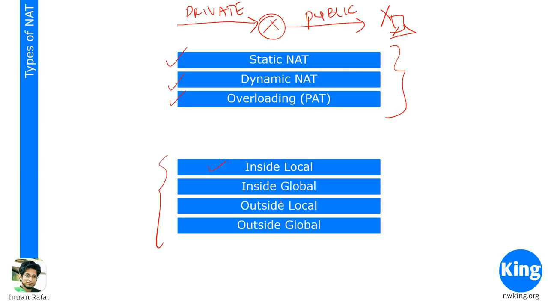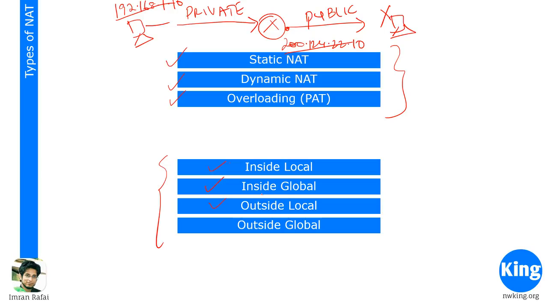Inside local. Inside local is the IP address of this host. So let's say this host has a private IP address. So inside is the source, inside local. Before translation, what is the inside IP address? That is of this host, this private IP, let's say 192.168.1.10. So that is the inside local address. Inside global: if this packet goes to the internet, what is that globally known as? So let's say this is 200.124.22.10. So inside global is going to be this address. Inside local is the private IP address. Inside global is the public IP address which it is going to be translated to.